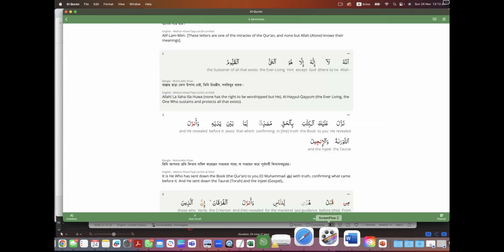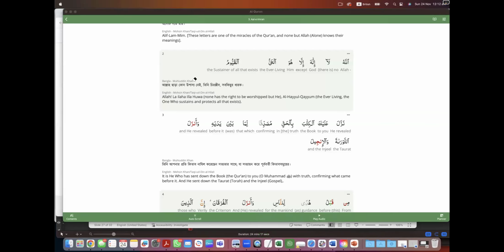So, A'udhu billahi minash shaitanir rajim, bismillahir rahmanir rahim. Allahu la ilaha illa huwa, al-haqqul qayyum, al-hayyu al-qayyum. So, there are different ways of doing it. There are two or three different ways of doing it, but the correct way is this, inshallah. Allahu.